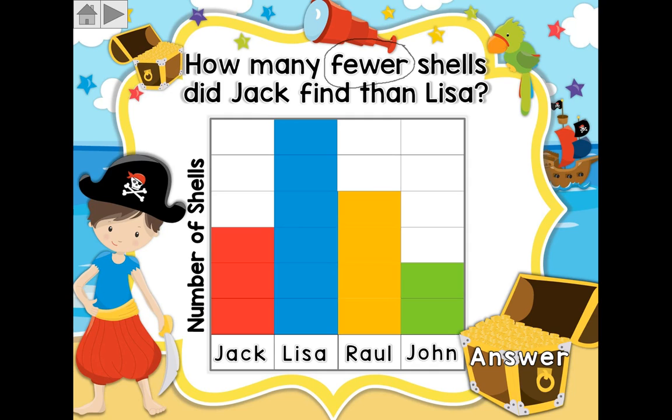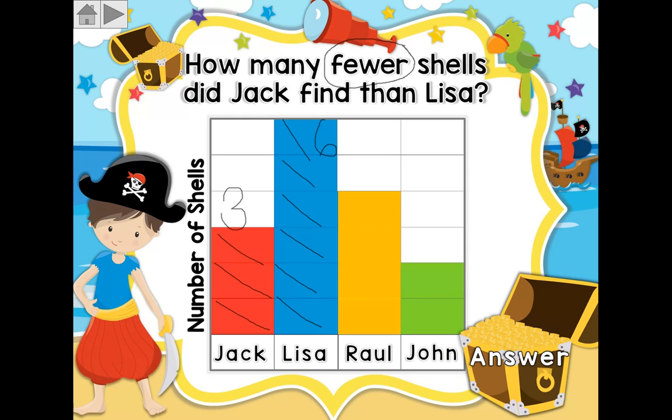I go to his name and I count on the bar. 1, 2, 3. Jack found 3 shells. 1, 2, 3, 4, 5, 6. Lisa found 6 shells.